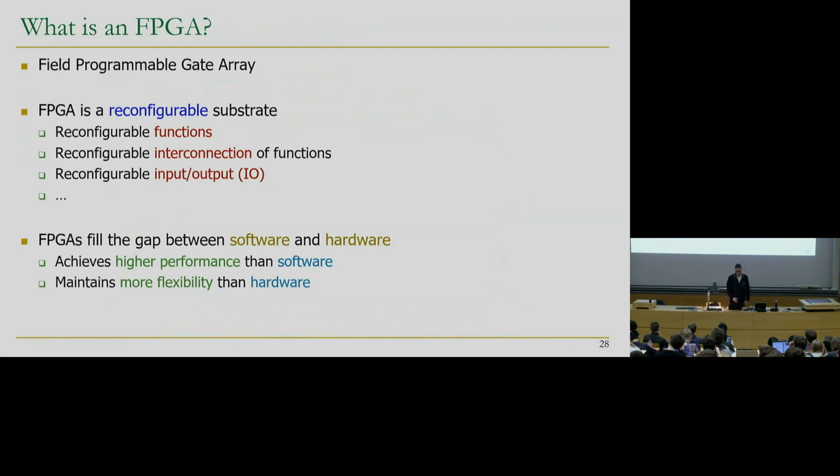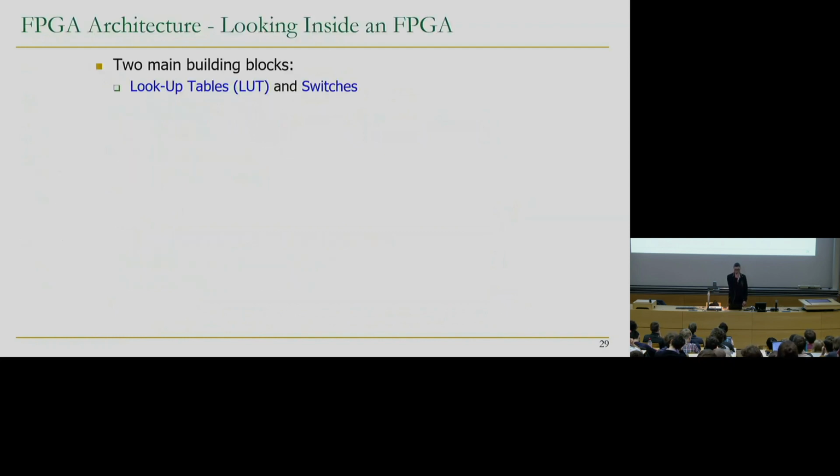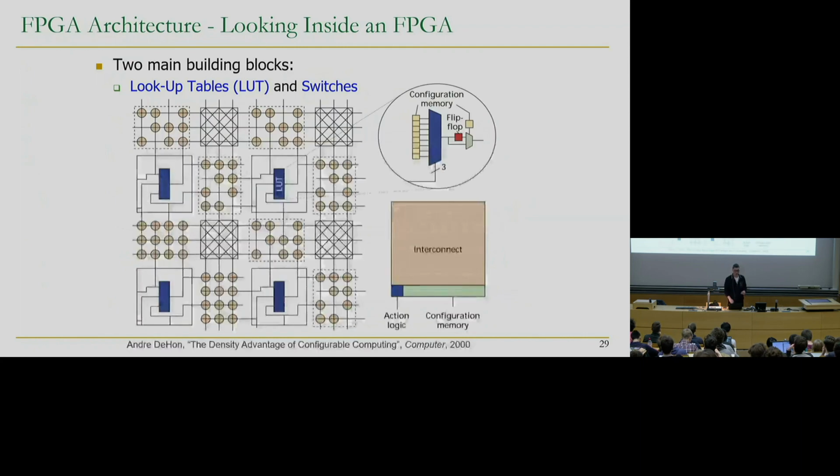And achieves higher performance than software. So those are the advantages of the FPGAs, and it has more flexibility than hardware. Okay, so in this slide, we will see some details about the internals of the FPGAs. Basically, there are 2 main building blocks of those FPGAs. The lookup tables, which we referred to as functional units in the previous slide. Those will be the structures that we use in FPGAs to implement some functions, and switches, which determine how those lookup tables are connected to each other.